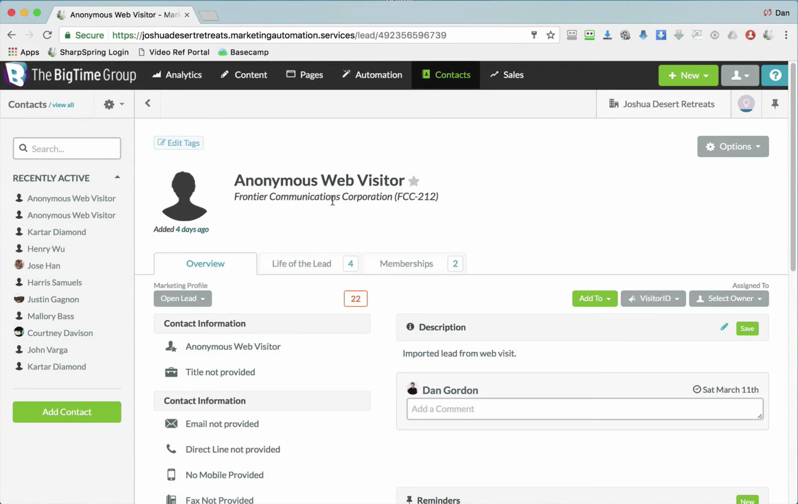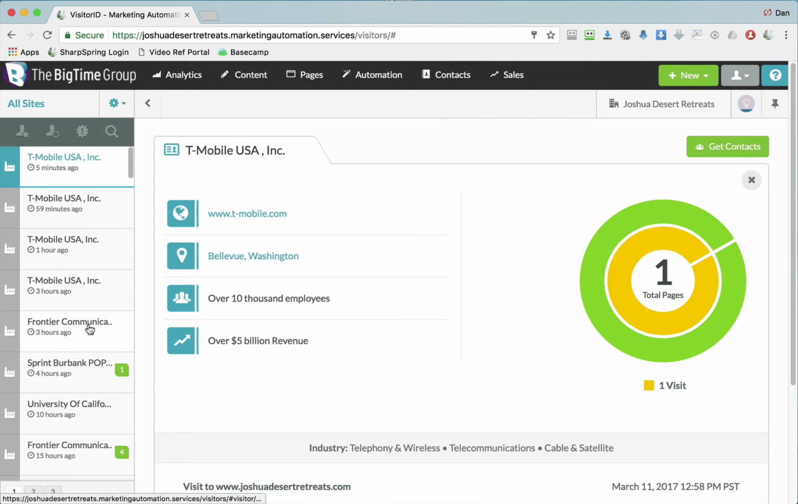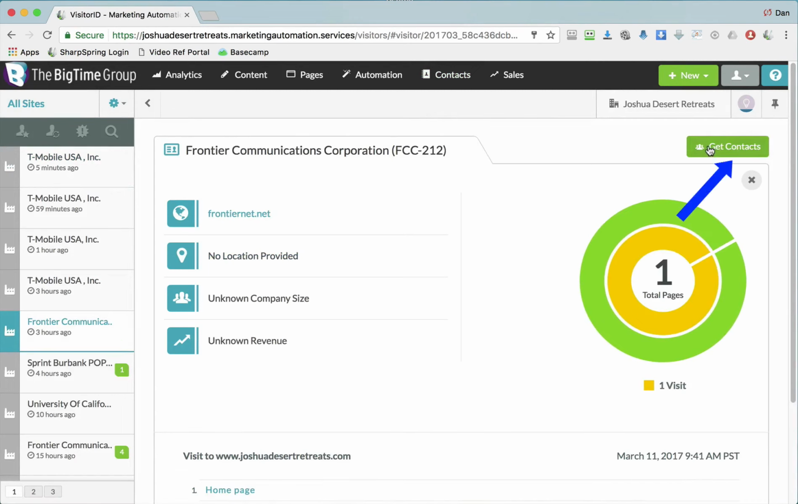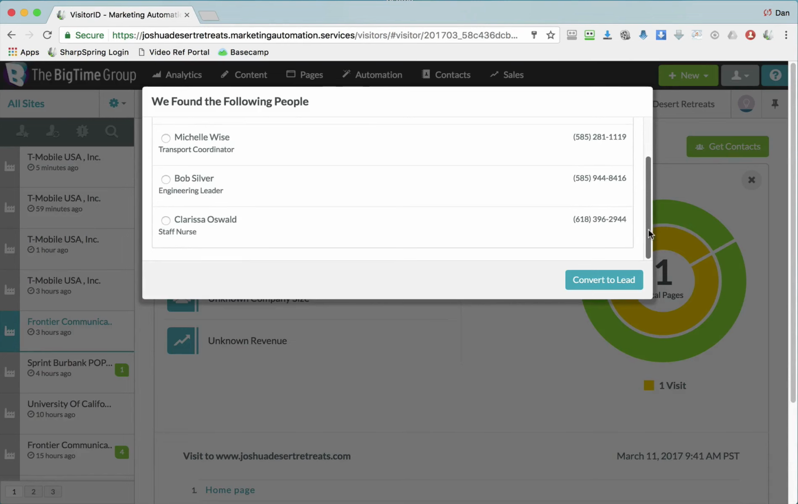So what do we know about them? We know that they work for Frontier Communications. So if we were going to put a form on, we might also have a place for employer. Let's say that this guy filled out the form. And then back here at Visitor ID, we go to Frontier Communications. We click Get Contacts. Now we load up these other people as well and convert them to leads.